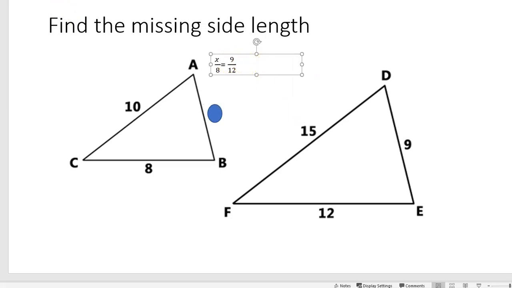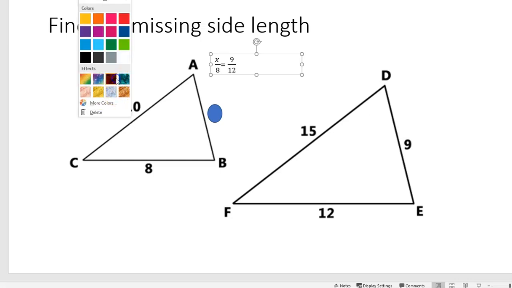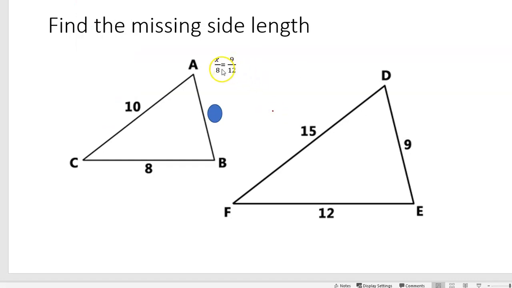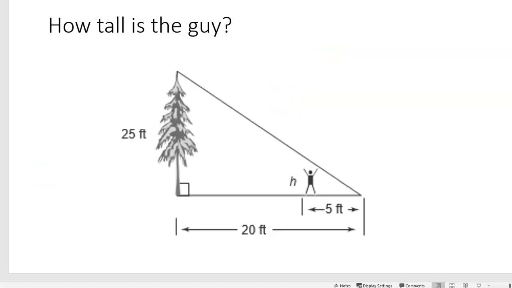Now we know how to do cross products. We just went over how to do that. Two numbers that are diagonal get multiplied. So I'm going to do 8 times 9. The other number gets divided by 12. 8 times 9 is 72. 72 divided by 12 is 6. Or I can just throw that whole thing in my calculator. That's how it's done.